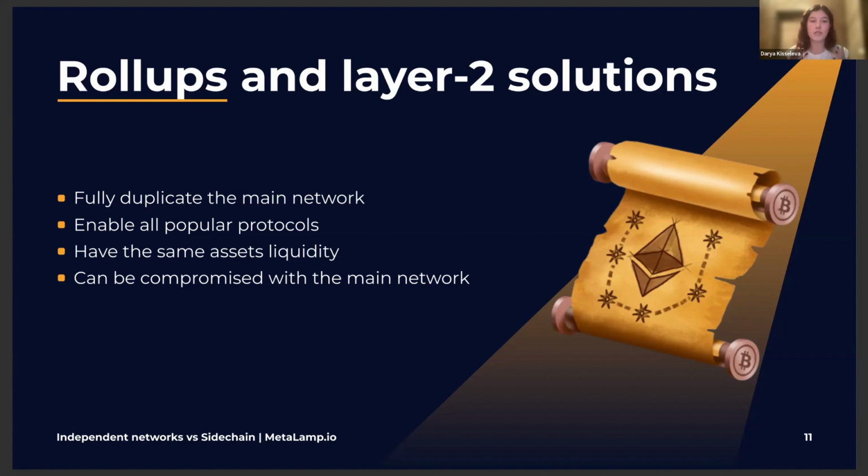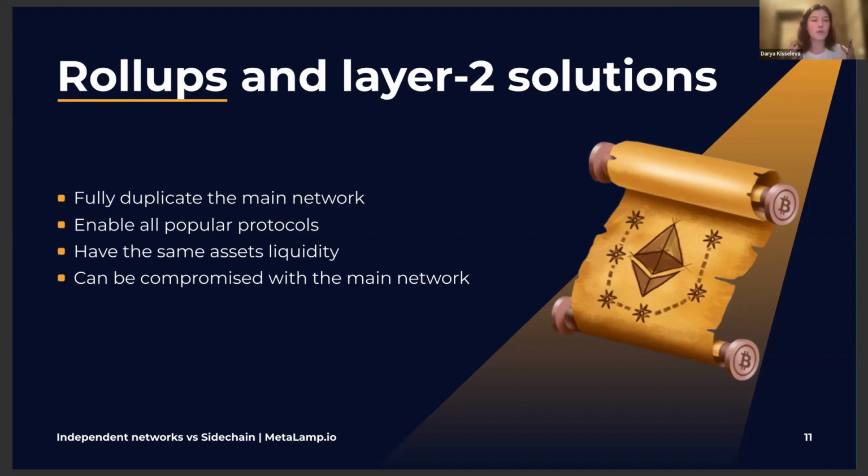All of the main network's assets are safely transferred to the second layer, and popular protocols work just as they do in the main network. Another important advantage of the rollups is the high liquidity of the main network assets. The less popular a blockchain is, the less liquidity it has. Rollups don't have that problem.